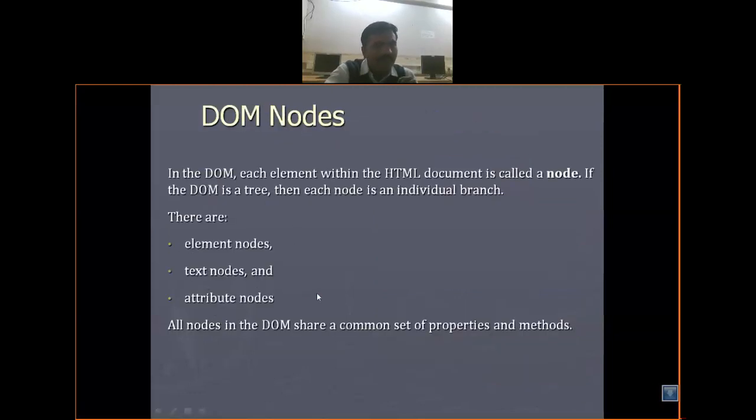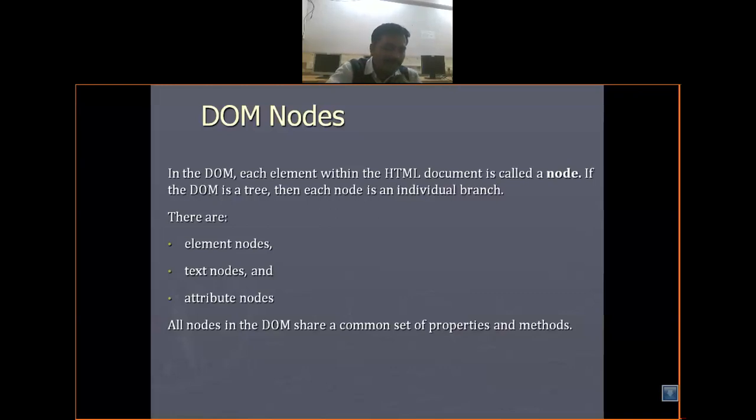Each element within the HTML document is called a node. Nodes form a tree structure: the parent is required, the child is there, and another sub-child is there. So we can write a DOM structure tree-wise. There are element nodes, text nodes, and attribute nodes. All DOM nodes share a common set of properties and methods.